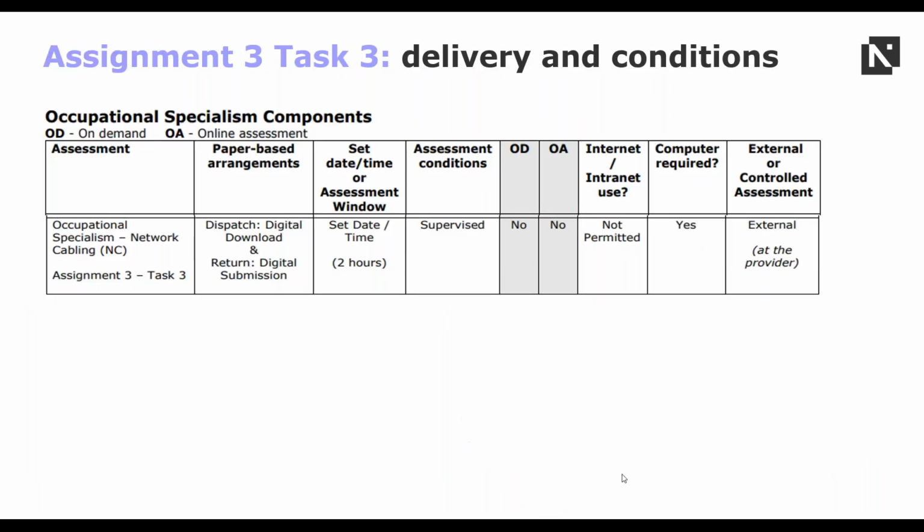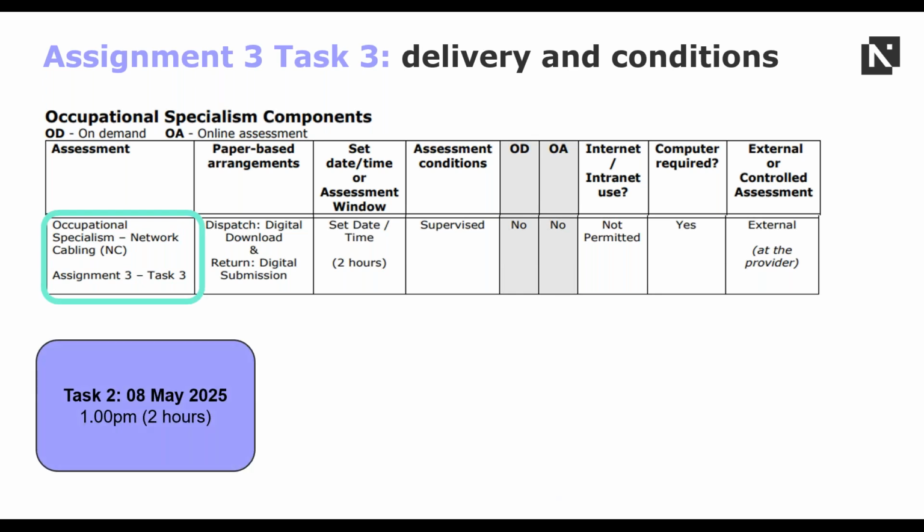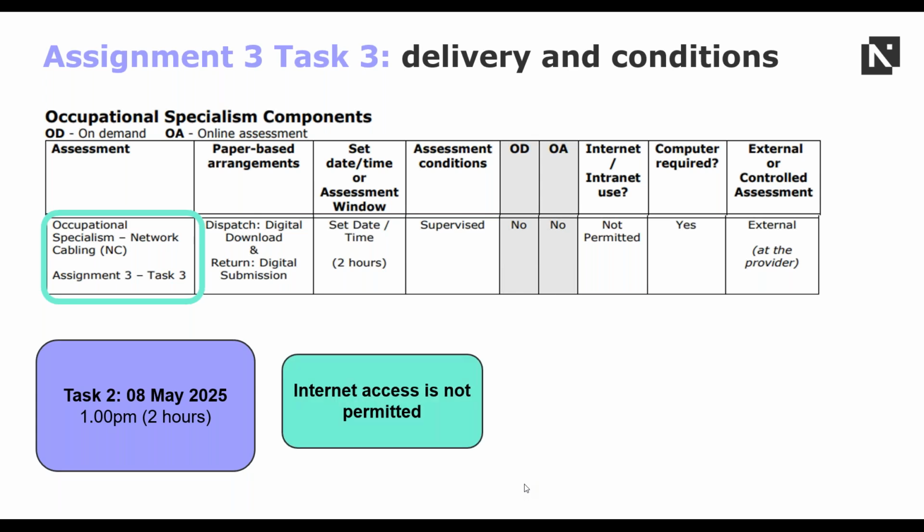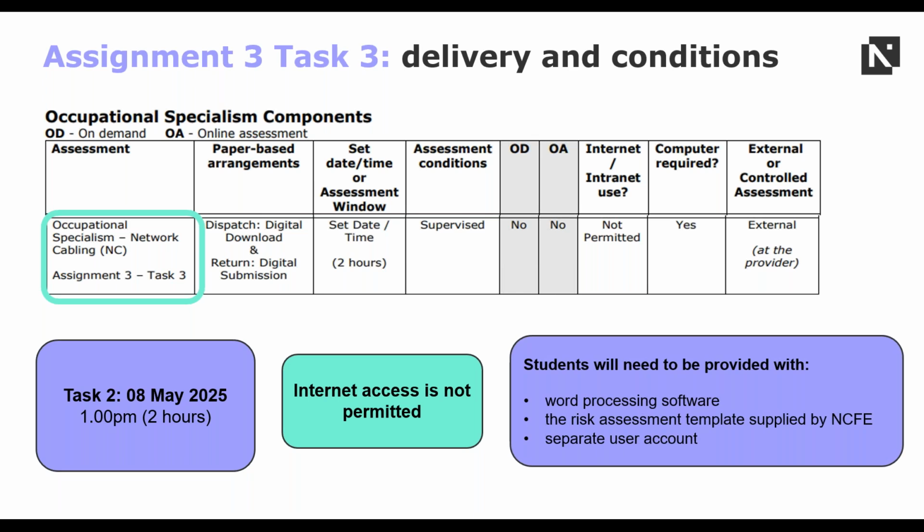Okay, the final task for this assignment is task 3. The students have a total of 2 hours to complete this task, again at a set date and time. And again, the summer 2025 date can be seen on the screen now. And as I said earlier, these do change each year, so please do check the up-to-date key date schedule. Moving on to the assessment requirements, again, internet access isn't allowed, and there's a quick summary of the resources needed.